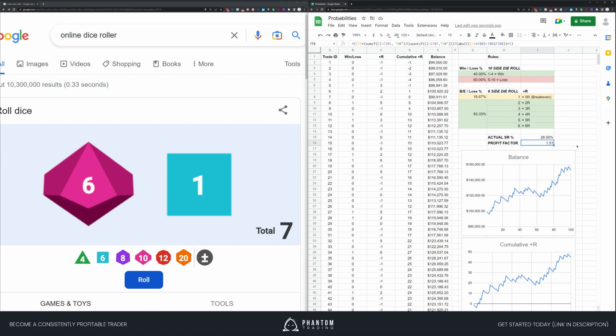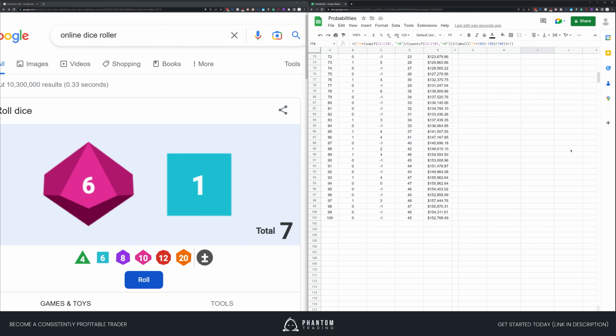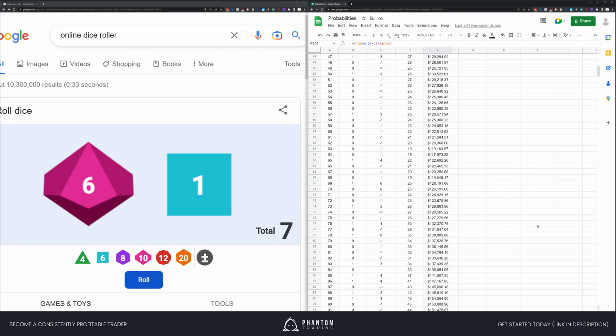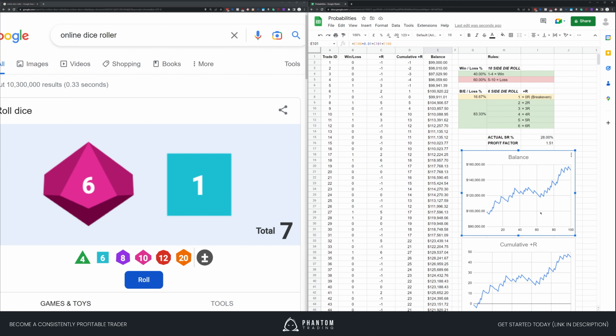Our profit factor is still pretty healthy at 1.51. I would consider that a good system. And we can see that over a series of 100 trades, we were able to make about 45R, which of course compounded into about 52.76% or so, right? So you can see our equity curve here and stuff, right?